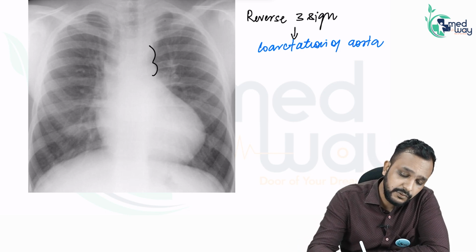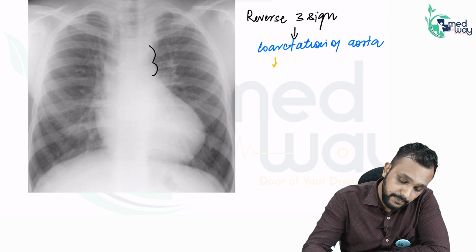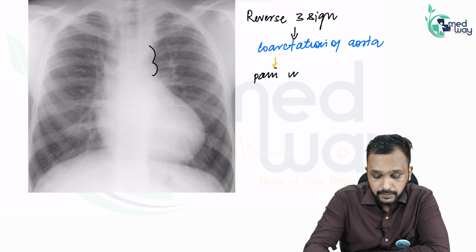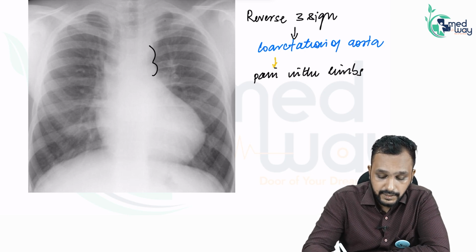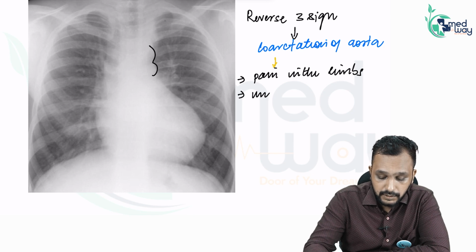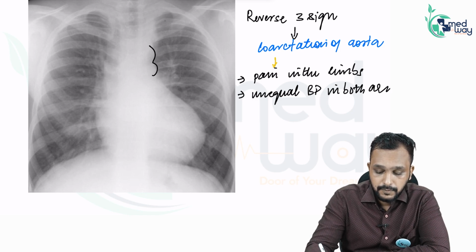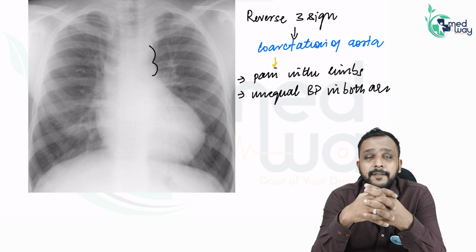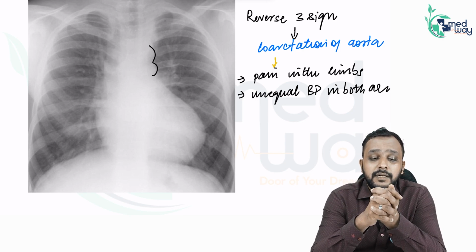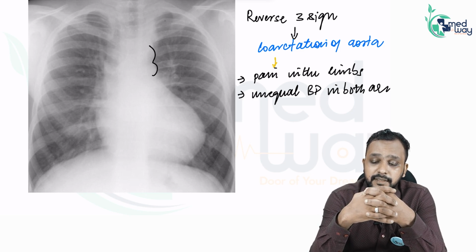Because of the narrowing of the aorta, right, the patients will have pain in the limbs, they can have weakness in the limbs, and they can also have unequal BP in both arms, right? So this is the main problem. Because of the narrowing, there is decreased blood flow to the lower part of the body, and this can result in pain, and this can result in weakness, right?